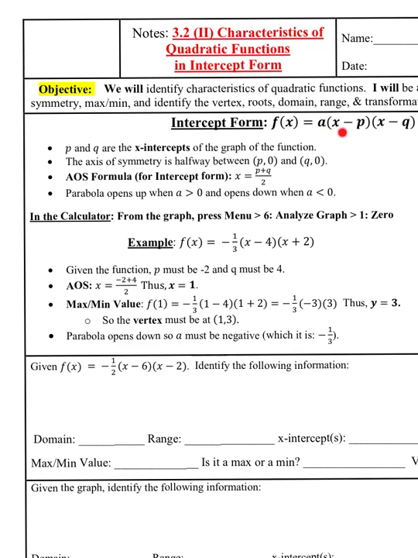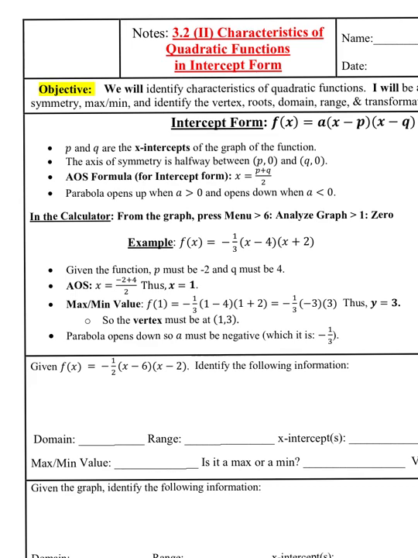Like I said, this is called intercept form. The equation itself will tell you your intercepts. Like this tells me that one intercept is at 4 comma 0 and another one's at -2 comma 0, since it's x minus p, x minus q. If you really need help following these steps in the calculator, it's menu 6, analyze graph, and then 0, that'll tell you your x-intercepts, because x-intercept is synonymous with 0 and roots and solutions. You see all those words used for the same thing.